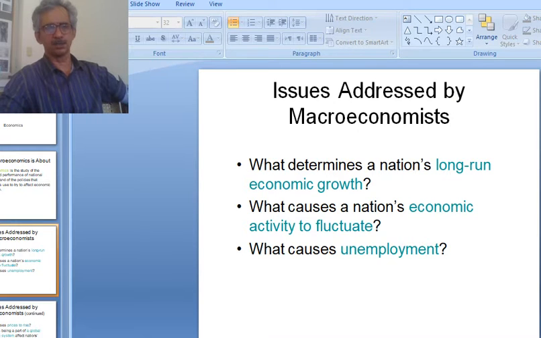And what causes the nation's economic activity to fluctuate? Macroeconomists not only study the long-run economic growth of the country, but also the different factors that affect the aggregate outputs, aggregate outcomes, that is, the factors affecting the overall output of the economy.